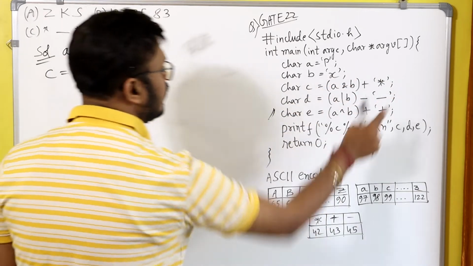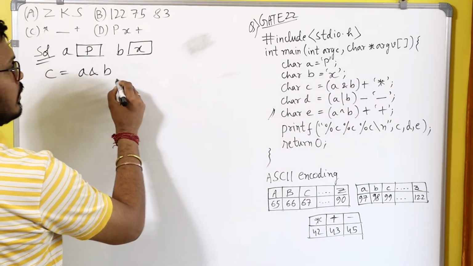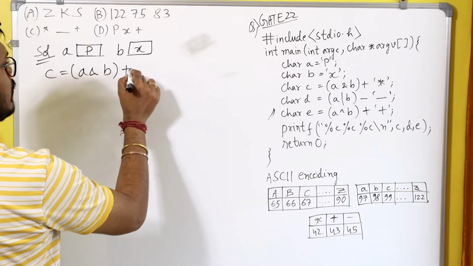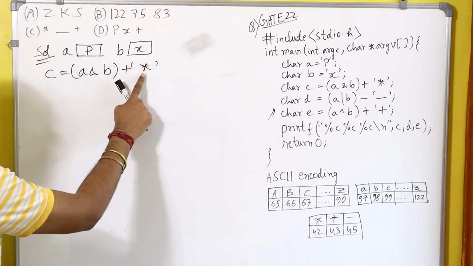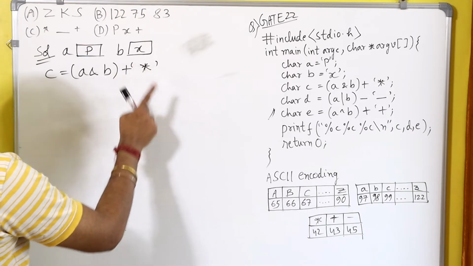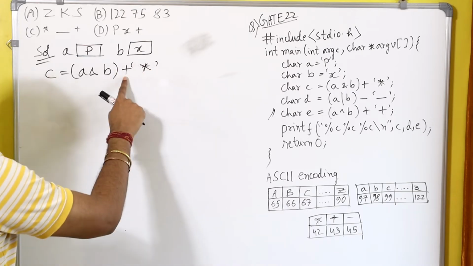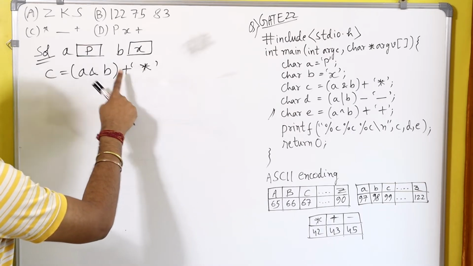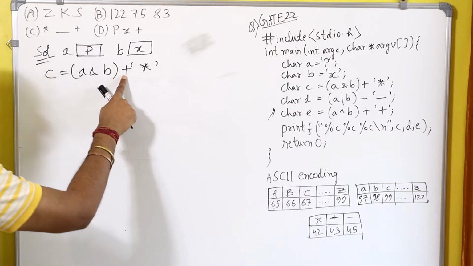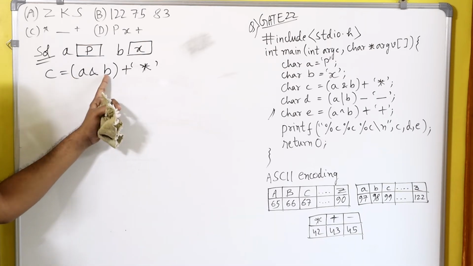So let's calculate this. What's written? a and b, then plus, then star. Here you can see that star is written within a single quote. It means it represents a character. And here you see plus. It does not represent a character because it is not written within a single quote. Similarly, these a and b are not characters.